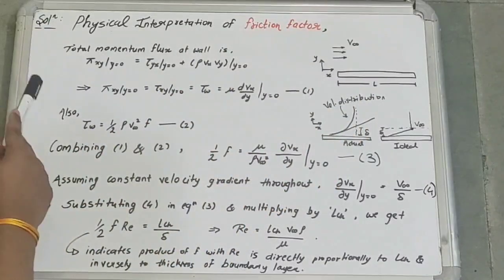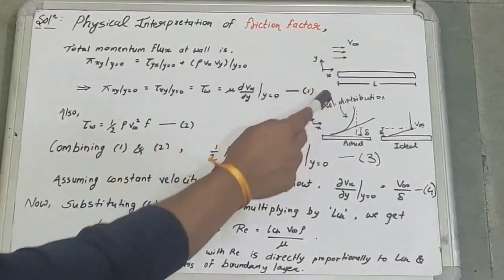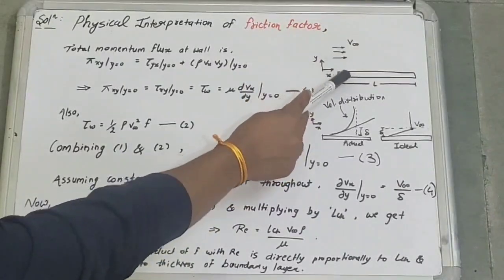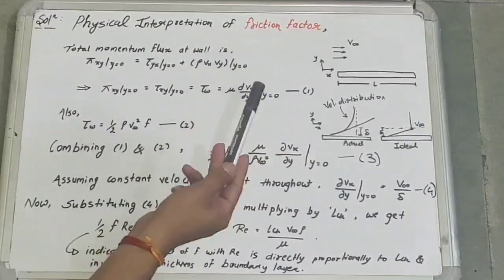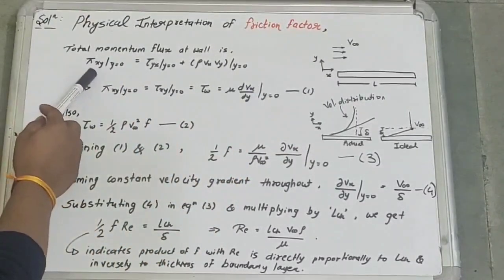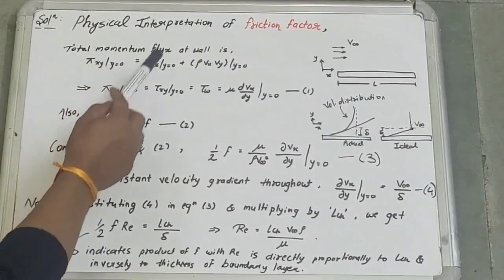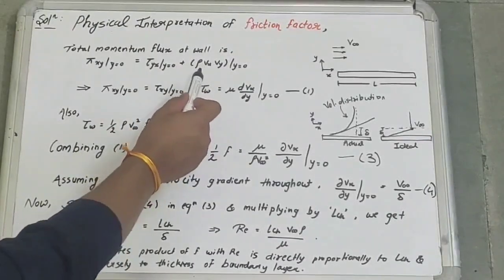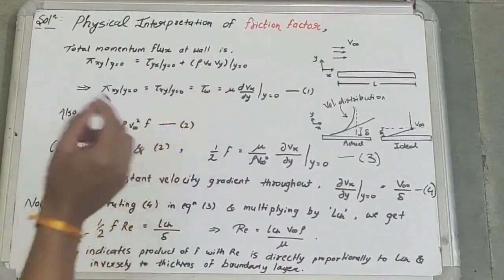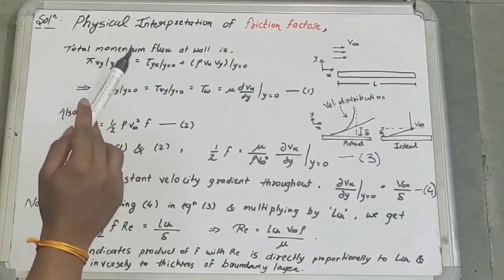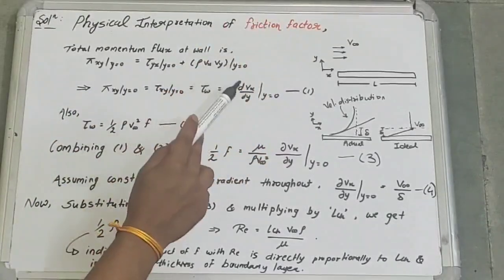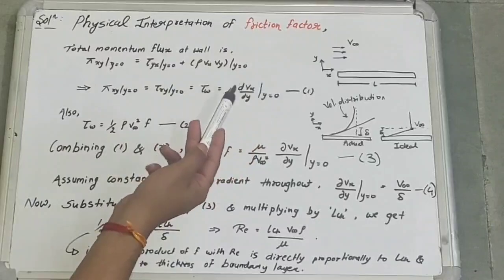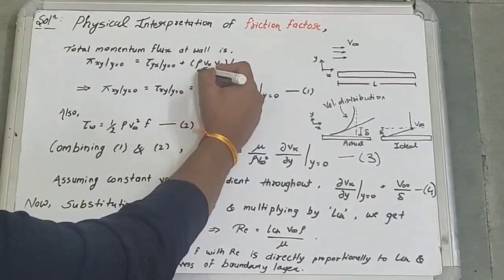So in order to calculate the total momentum flux at the wall, that is at the surface, we are going to calculate the molecular flux plus the convective flux at the wall, that is at y is equal to 0. So the total momentum flux pi xy at y is equal to 0 is given as molecular flux plus convective flux. In order to calculate the convective flux, we want rho into Vx into Vy. Basically, Vx will be 0 because the plate is stationary and the fluid in contact with this plate at y is equal to 0 will be stagnant, that is the no slip boundary condition. So Vx and Vy both will be 0 and this term will be 0.